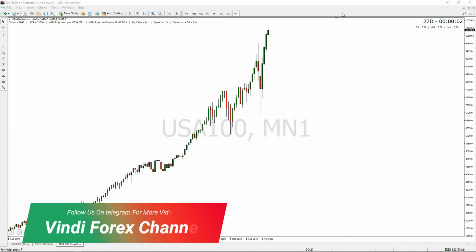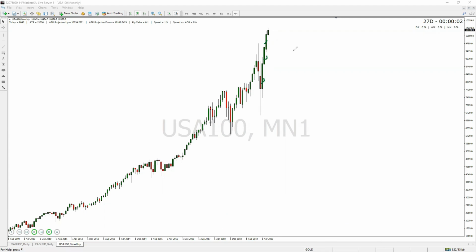Let's quickly look at the NASDAQ 100 starting from monthly. For the past 3 months, price has been going up. The buyers have been in control, so you can see that it's evident. But for the month of July as well, the first 2 days have been bullish.